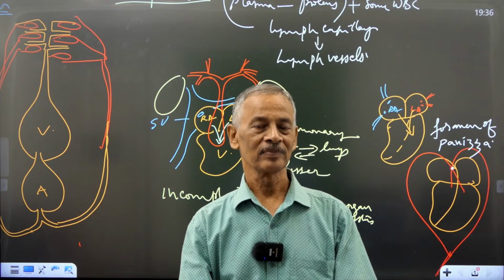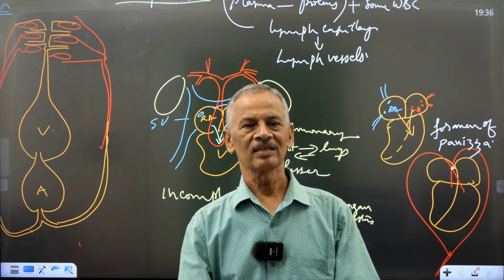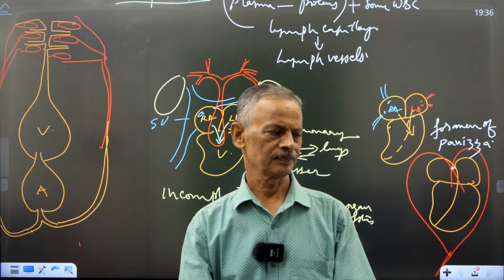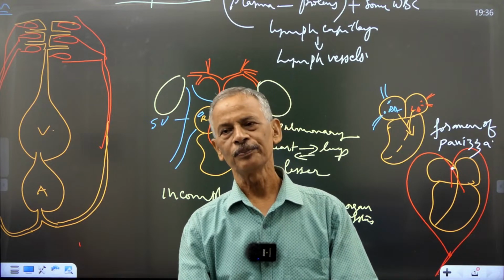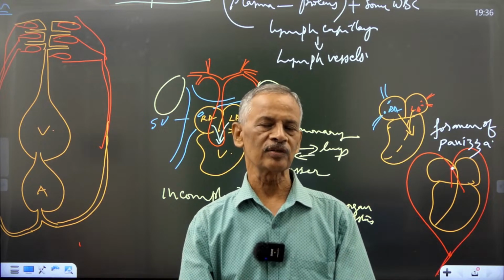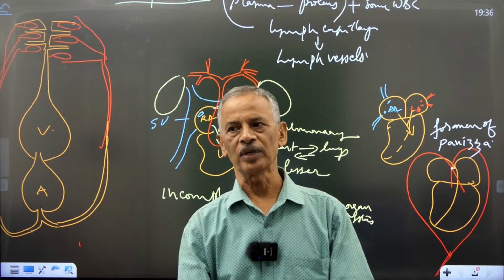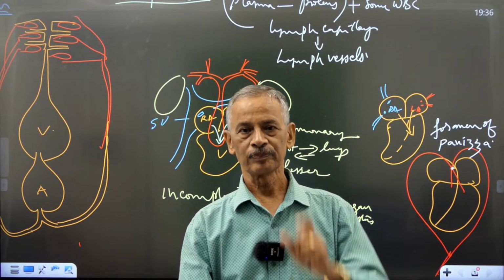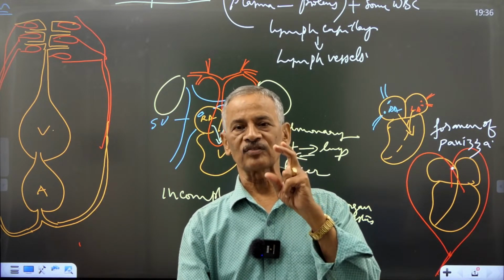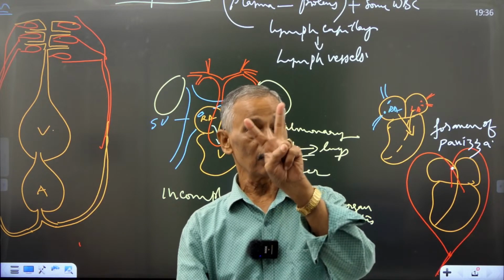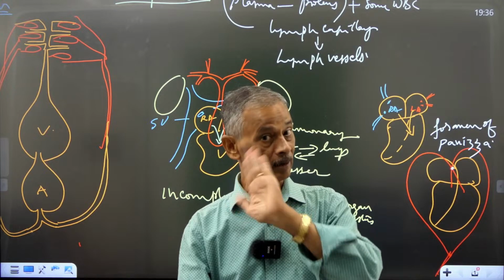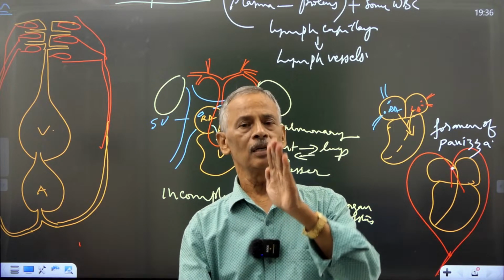Last time, we just started the discussion of our heart. I was telling you about the types of circulation that we see in vertebrates. Fishes have single circulation. Amphibia and reptiles have incomplete but double circulation. Birds and mammals have complete double circulation.